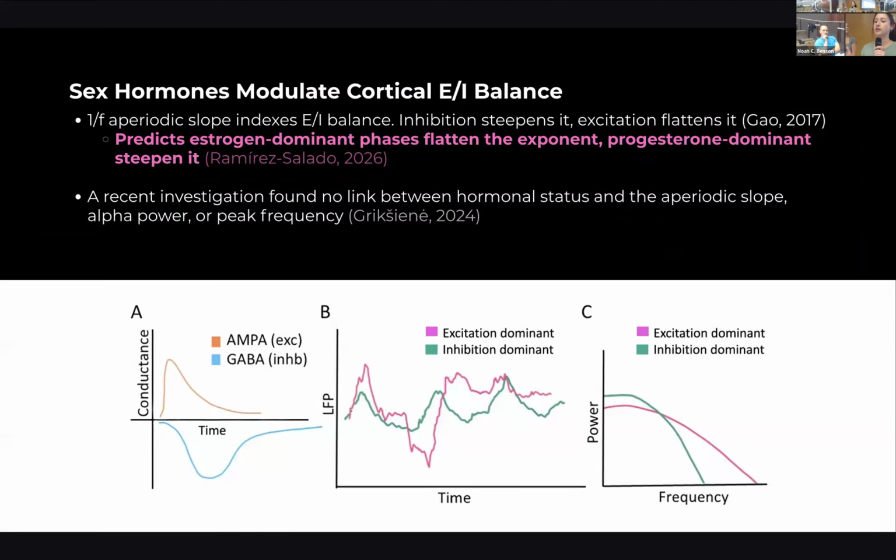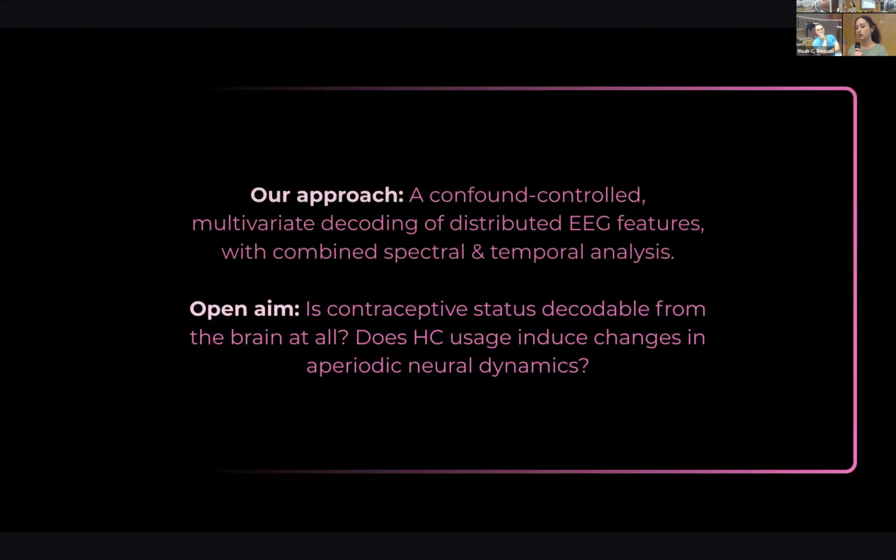So how can we measure excitability in the brain? One way is using the 1/f aperiodic slope, which I'll go into in a little more detail in a second. This value indexes the E/I balance of the brain, where inhibition steepens the slope and excitation flattens it. So estrogen dominant phases or medication should flatten this exponent, and progesterone dominant phases should steepen it. In a most recent investigation, they were not able to find a link between hormonal status and the aperiodic slope or other periodic measures like alpha power or peak frequency.